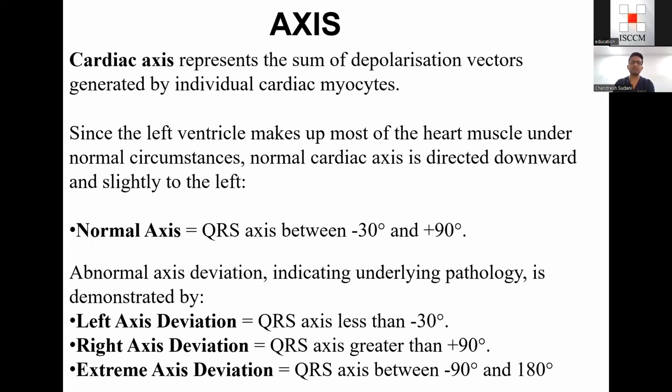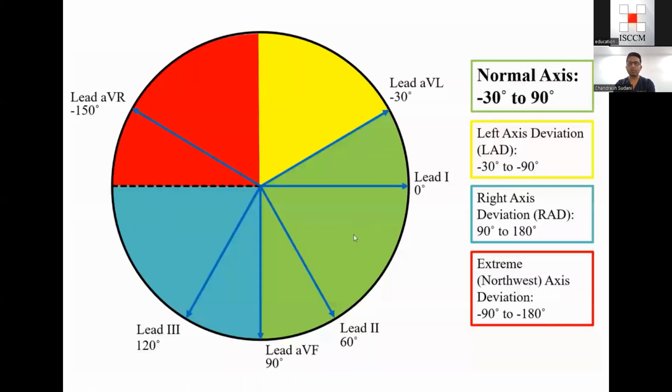So when do you call the axis deviated or abnormal? Whenever you see that the axis is less than -30 or more than +90, an abnormal axis can be predicted. The types of abnormal axis are left axis deviation, right axis deviation, and extreme axis deviation. If it is between -90 and +180, then it should be considered an extreme axis deviation. How to decide whether the deviation is there or not? So always you can use this 4 quadrant method.